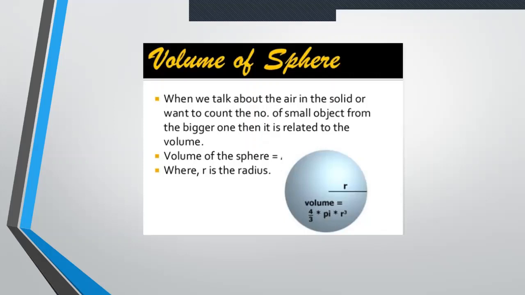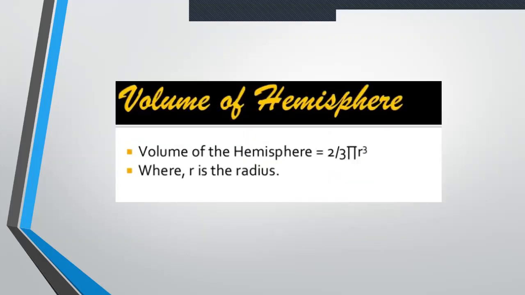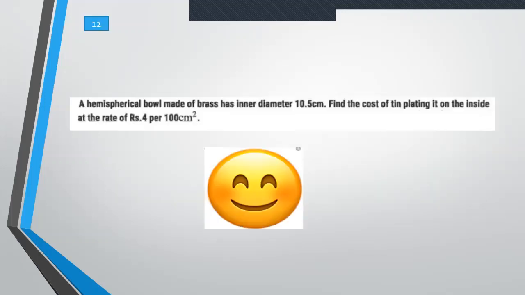Next, volume of a complete sphere is 4 upon 3 pi r cube. Fine. So, volume of a hemisphere is half of it. So, 2 upon 3 pi r cube. Over. Ready? Chalo, start.